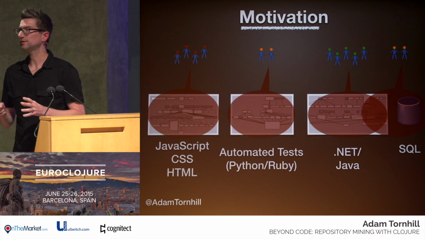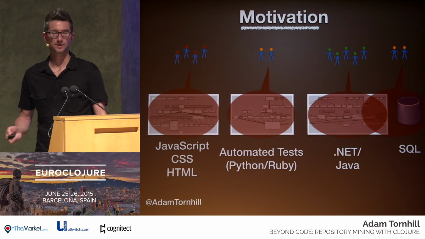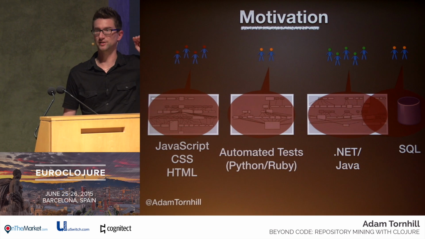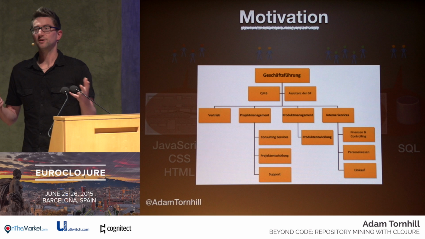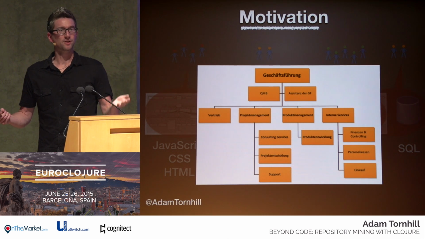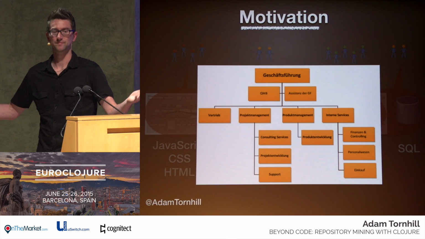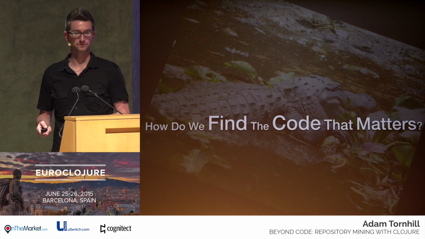Now, this isn't just about technical complexity, because systems that look like that tend to come with an organization like this. So, given this mixture of technical and organizational social complexity, how can we find the code that really matters?